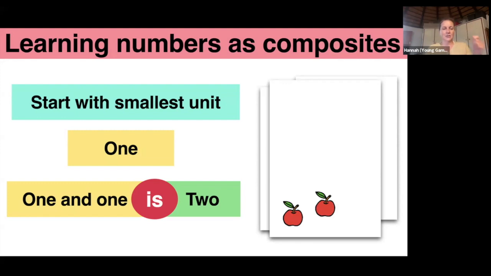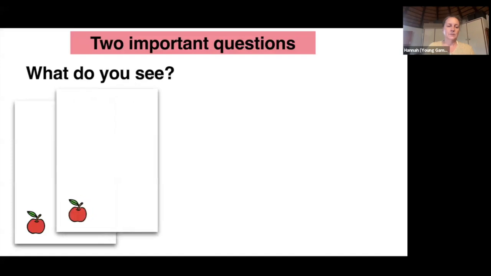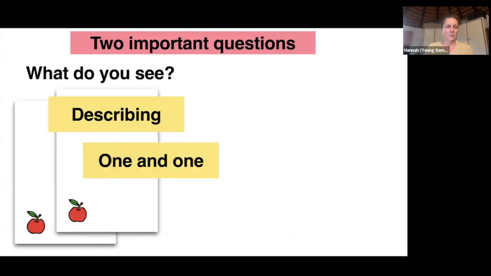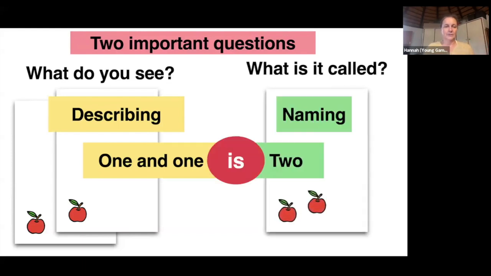In other words, if I show a 1 apple and a 1 apple card, find me one card that looks the same as these 2, and that card is called 2. It has its own name. Then we move on to, what do you see? 1 and 1. That's the description of it. That's what I see. The name is 2 cards, so they become comfortable with that.